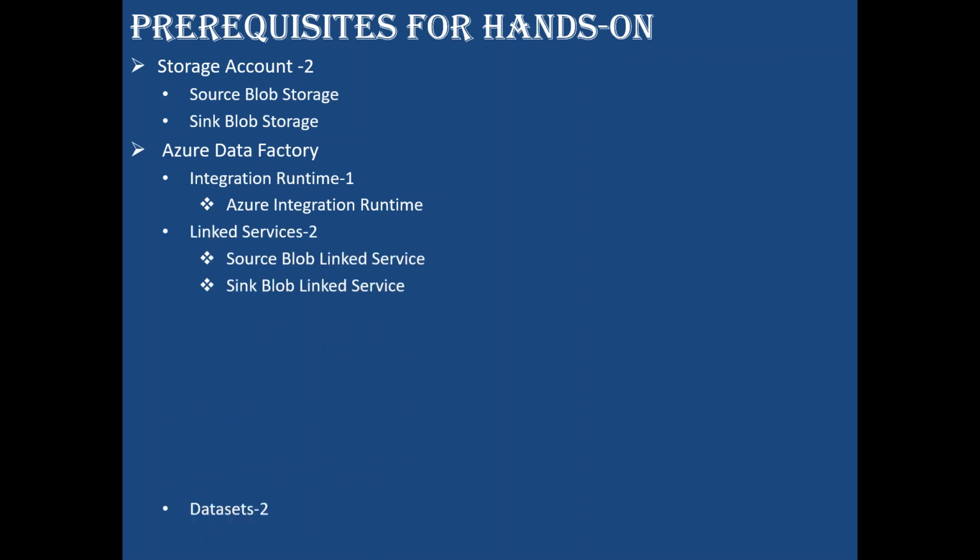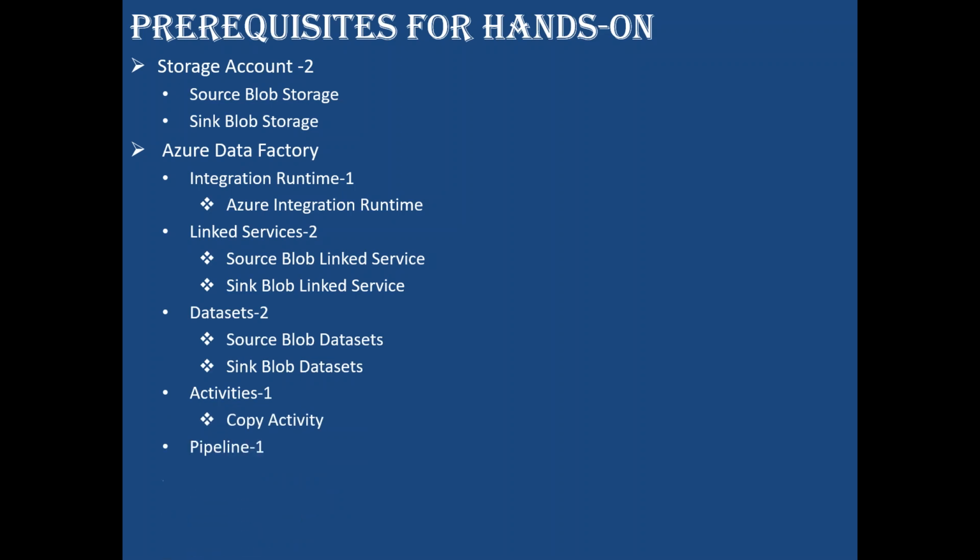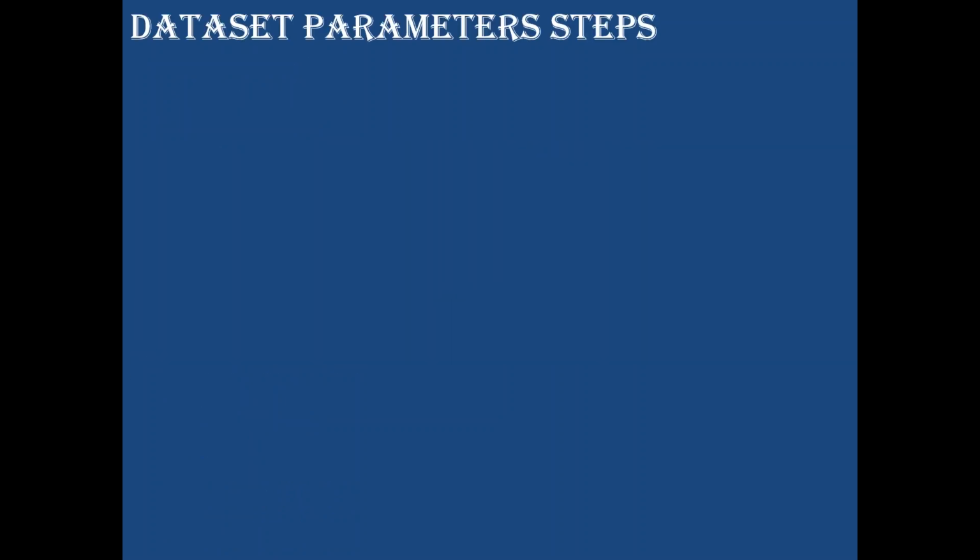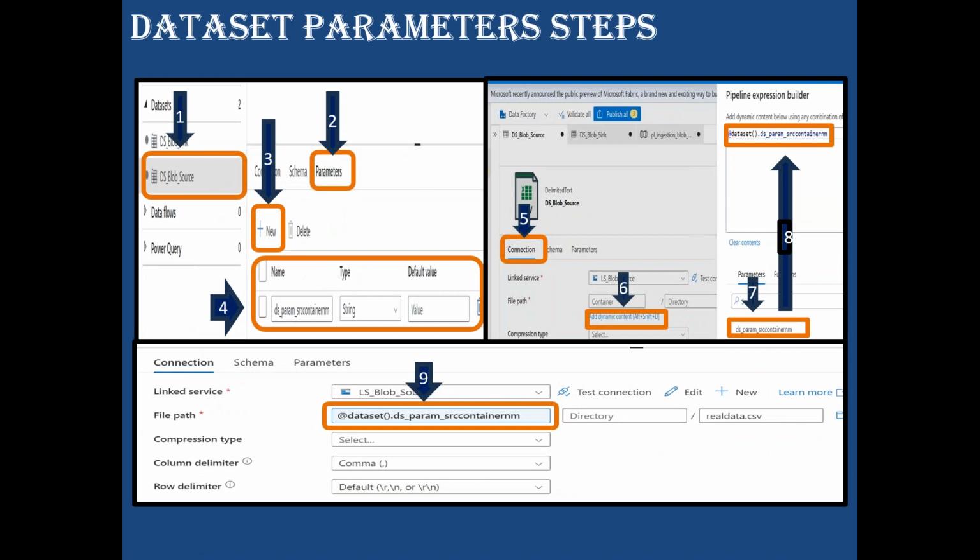Next, I need two linked services. One is for the source blob, one is for the sink blob. I need two datasets. One is the source blob dataset, another is the sink blob dataset. I will be using one activity called copy activity, and a pipeline called ingestion pipeline to ingest data from source blob to sink blob. These are the prerequisites. Now, these are the first 9 steps.